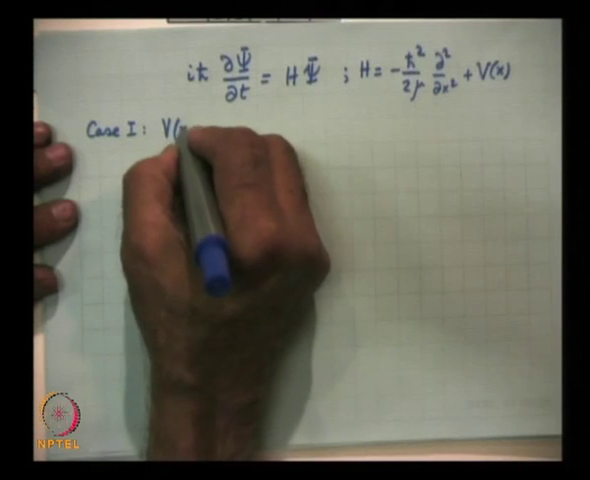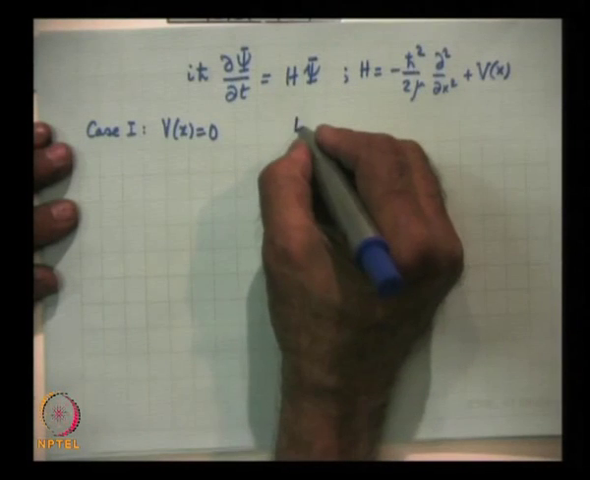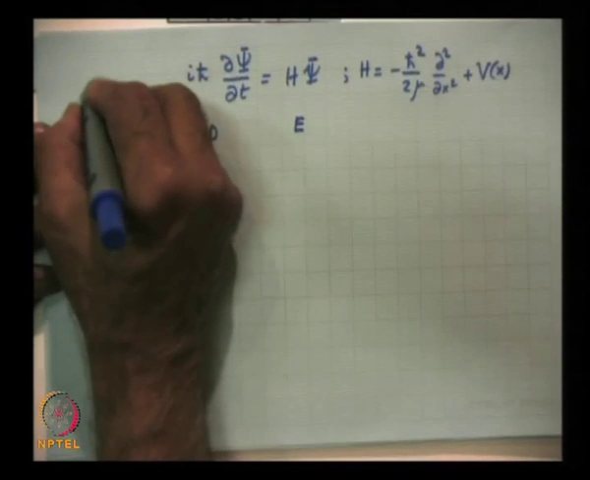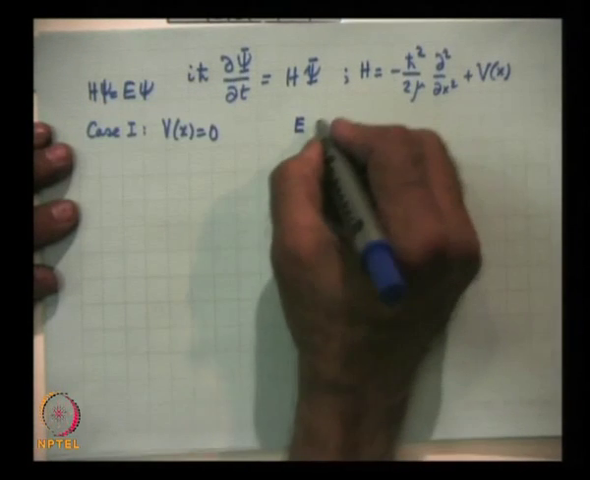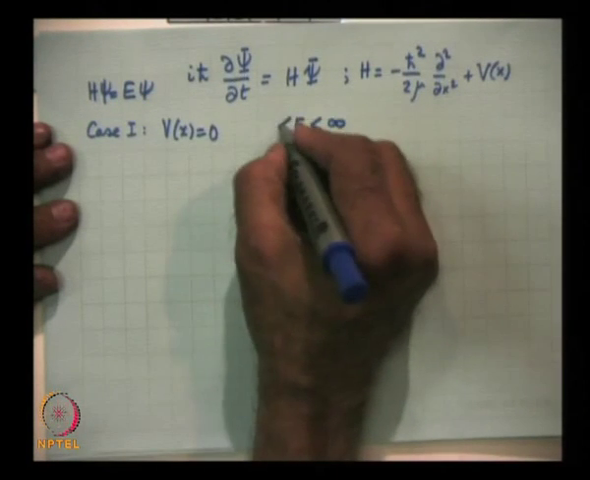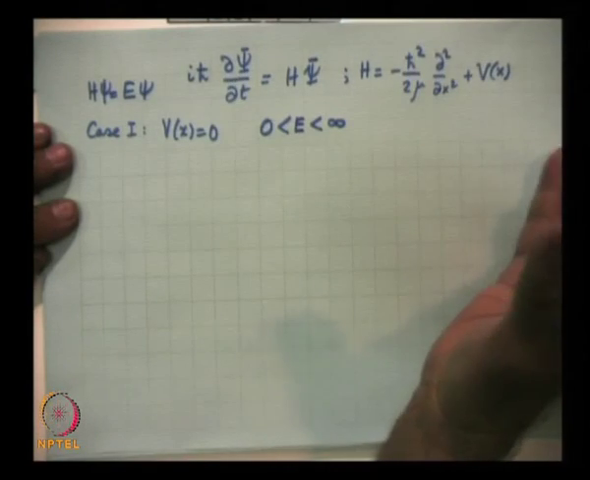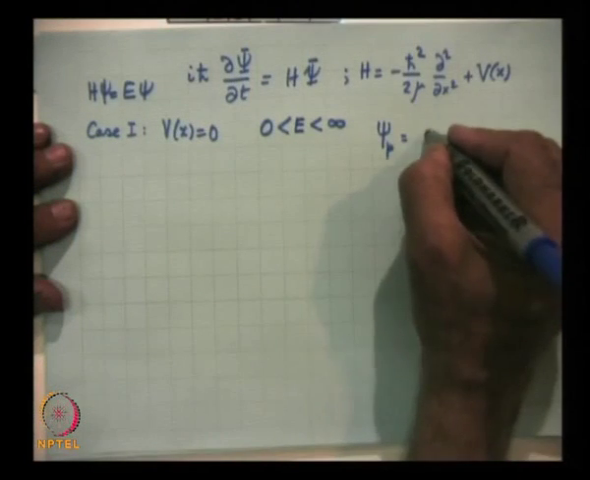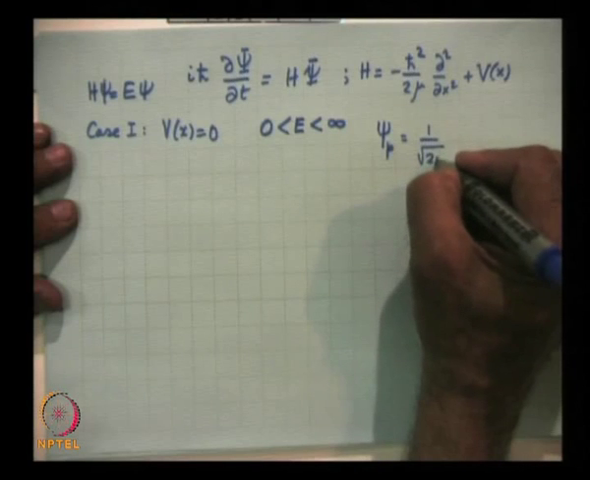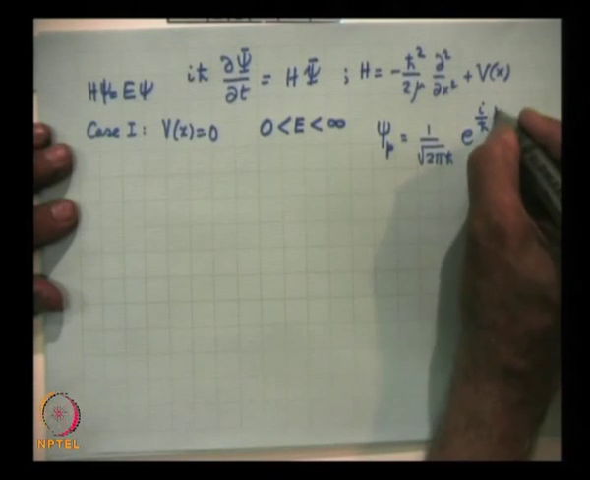In the first case, case 1, we considered the free particle problem. The eigenvalue equation is H psi equal to E psi. We found all values of E to be valid. These are actually the continuum solutions. And what are the wave functions? Psi p is equal to 1 over under root of 2 pi h cross, e to the power of i by h cross p x.